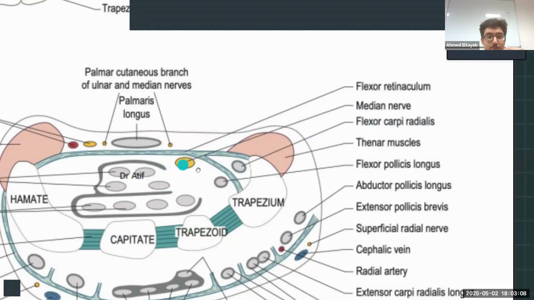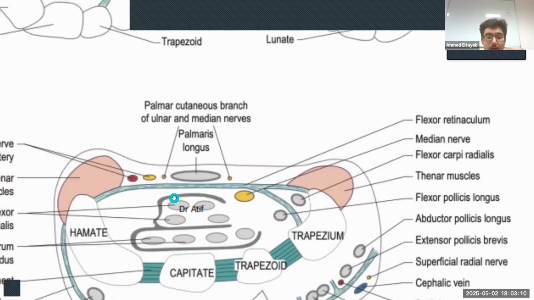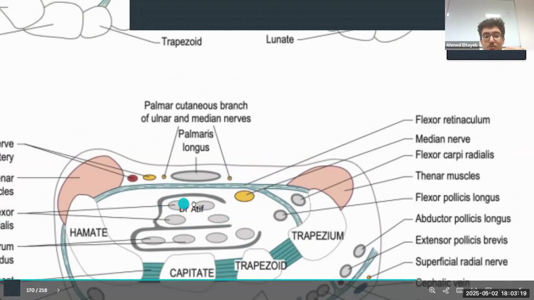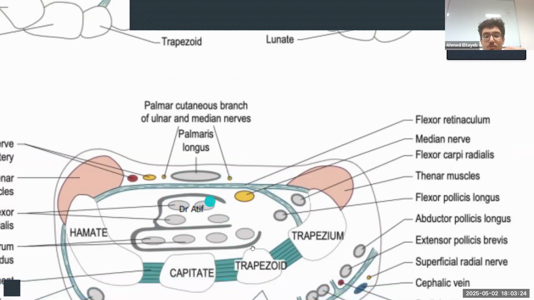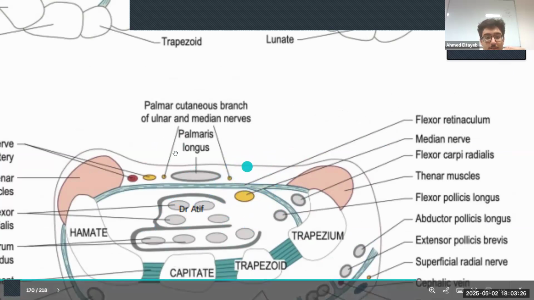The median nerve goes through the tunnel canal, and it gives out a superficial palmar branch, which courses not inside, courses up. So if we have carpal tunnel syndrome, we won't really have sensory deficits. We would have motor deficits. We'll talk more about this later.